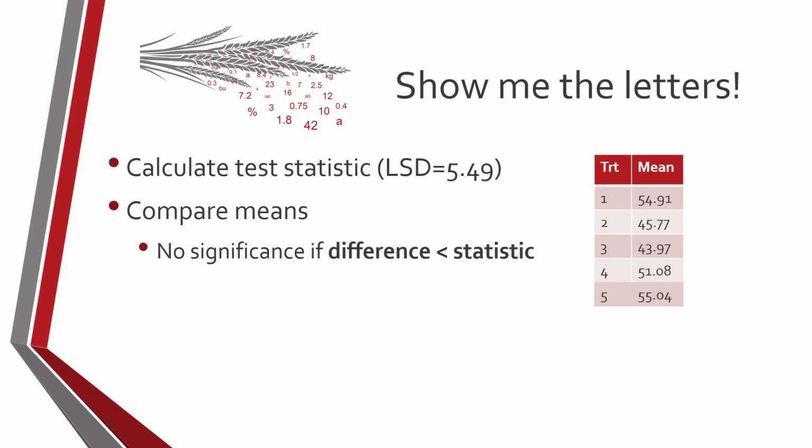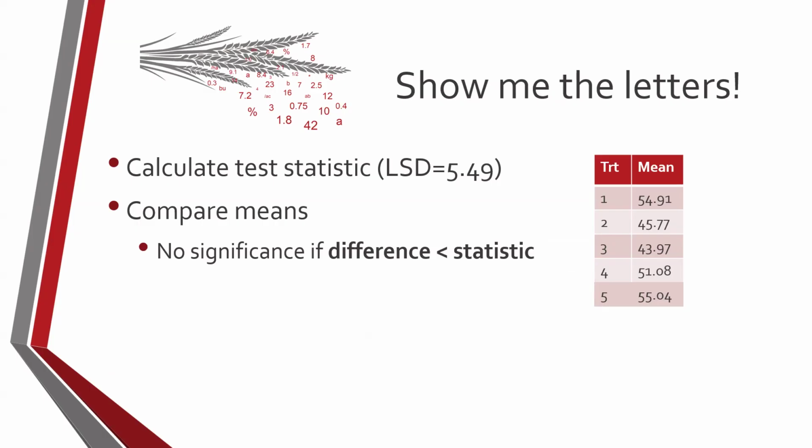If the difference between two means is smaller than that LSD value, if they're closer together than our measuring stick, then we can't consider them significantly different. We can't detect that they're different. They're too close together, right?